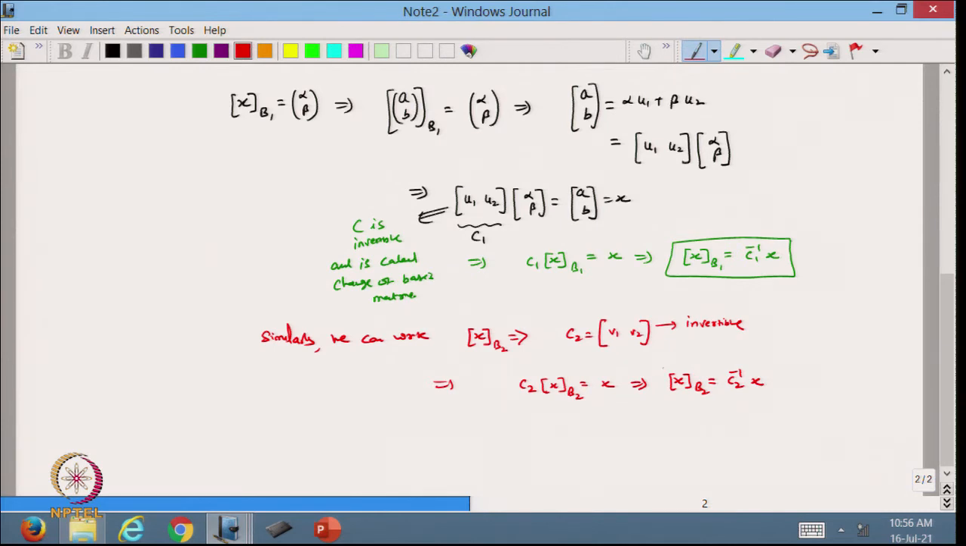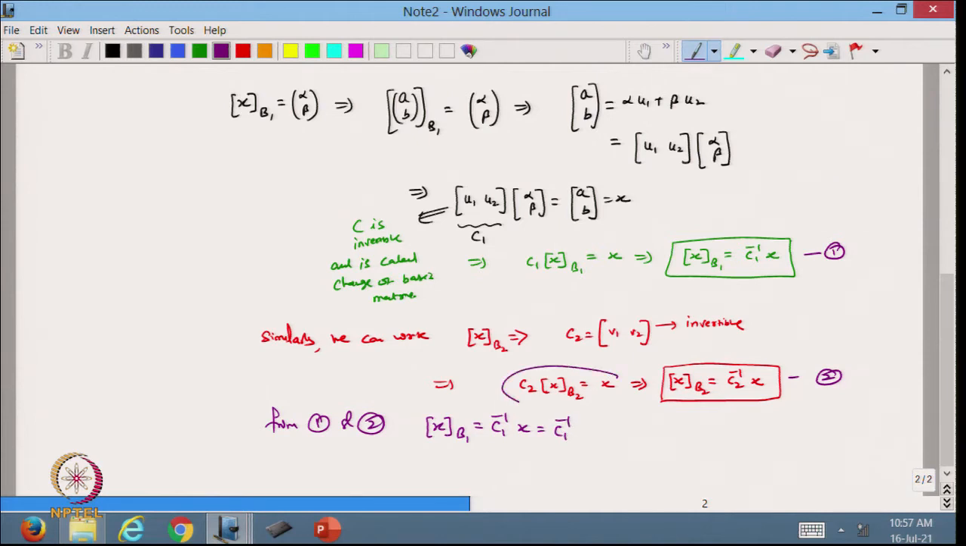So, this is what we are able to write like this one. Now, from here I can call it equation number 1 and equation number 2. So, from 1 and 2, what can I write? I can write x B1 as C1 inverse x, and this one can be written as C1 inverse, and x is like this one.